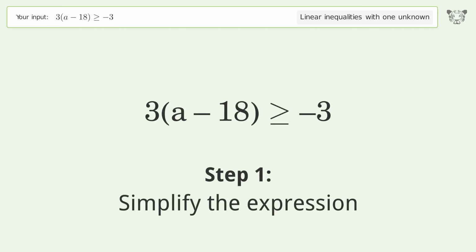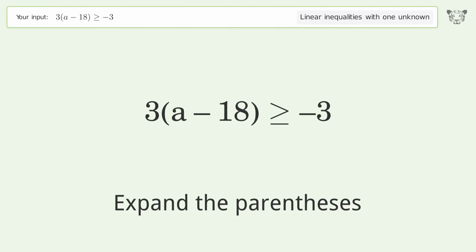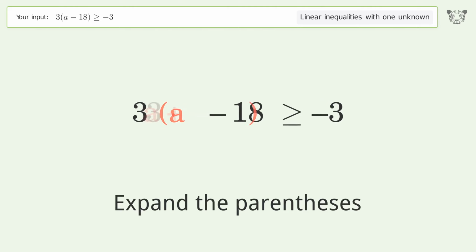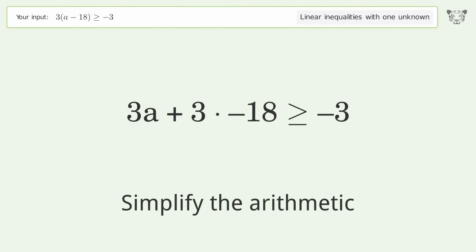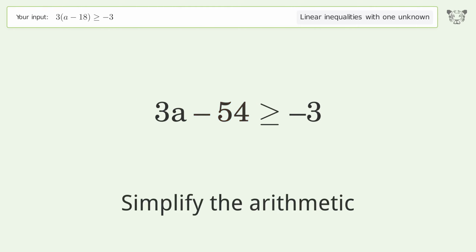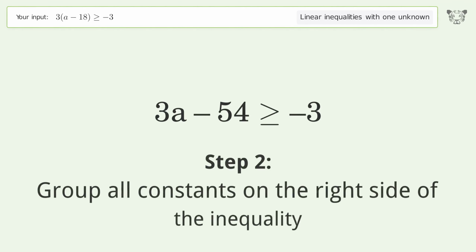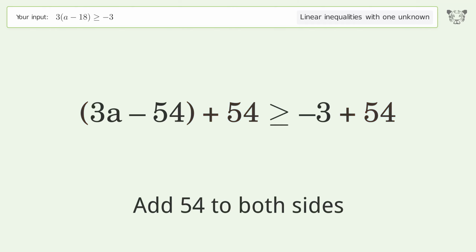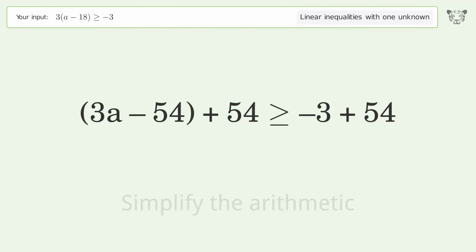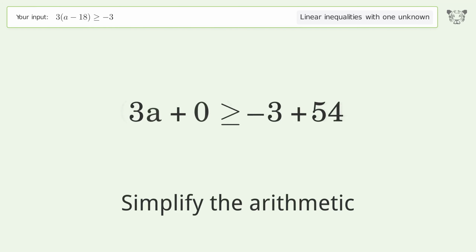Simplify the expression. Expand the parentheses. Simplify the arithmetic. Group all constants on the right side of the inequality. Add 54 to both sides. Simplify the arithmetic.